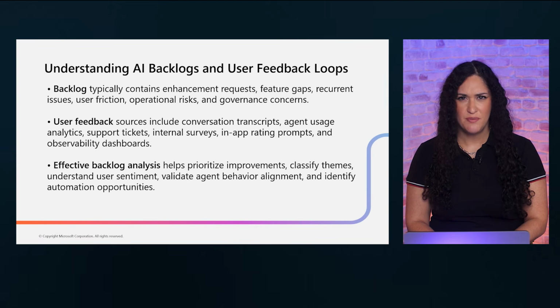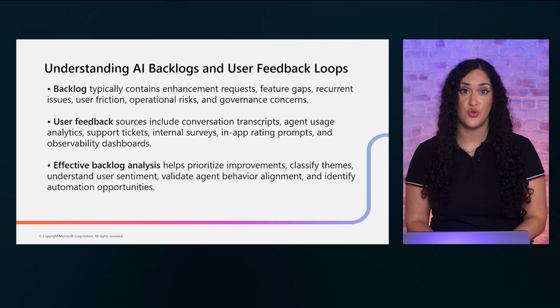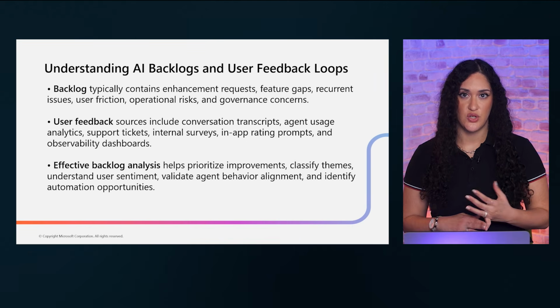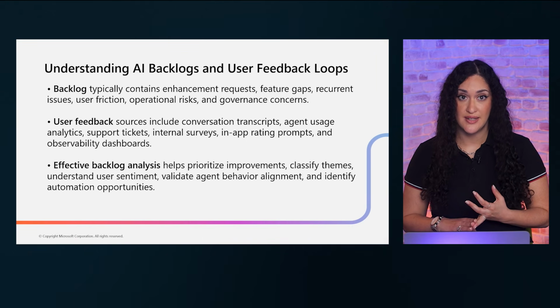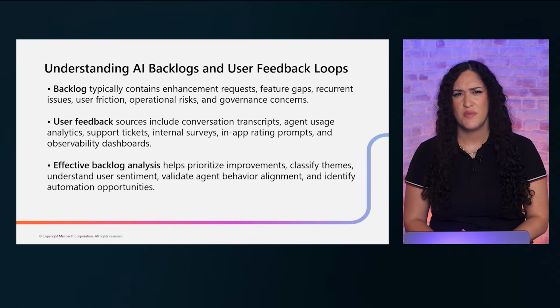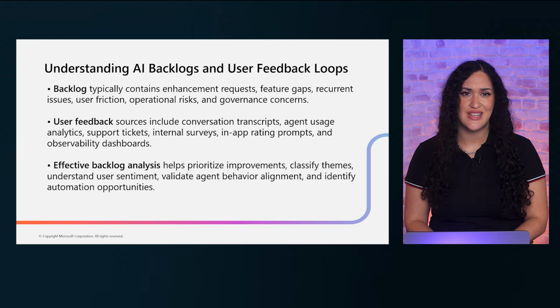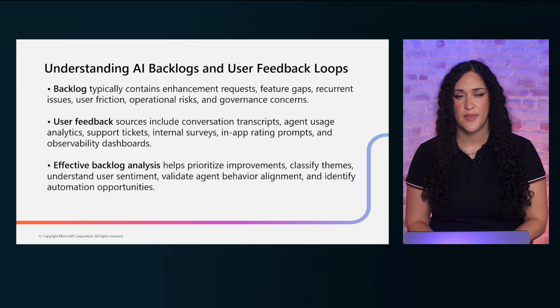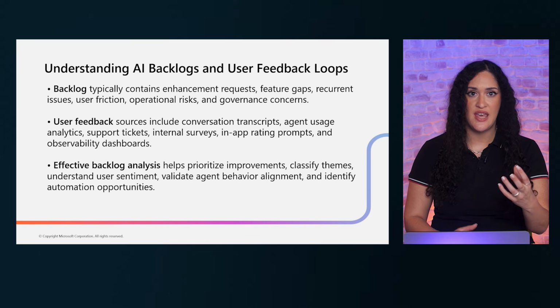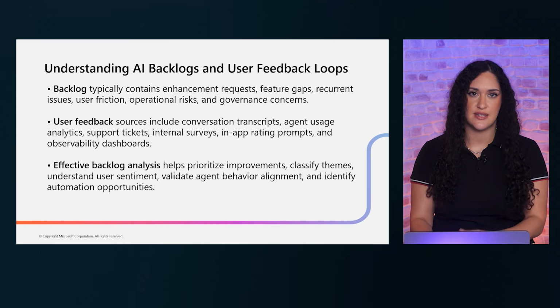Your backlog typically contains enhancement requests, feature gaps, recurrent issues, user friction points, operational risks, and governance concerns. Feedback sources include conversation transcripts, agent usage analytics, support tickets, internal surveys, and more. The best practice is not to treat these as separate streams. The architects who do this well connect the dots between what users say, what the data shows, and what the business needs.